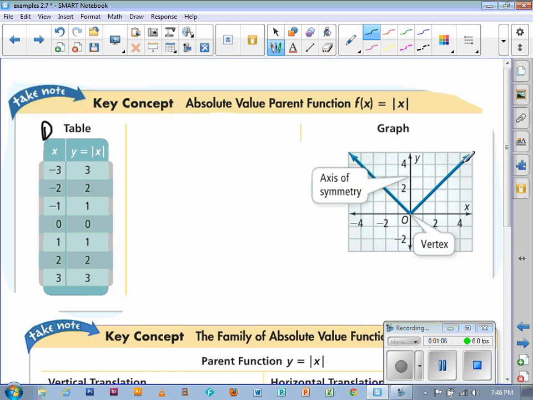This creates a V-shaped graph because we're always going to generate positive outputs, even when we put in a negative input. There's also what we call symmetry. This particular graph will have symmetry, as you can see. The inputs -1 and +1 generate the same output, as do -2 and +2, and -3 and +3.